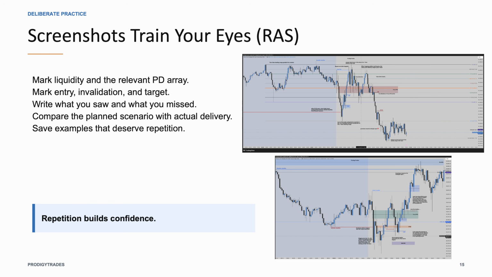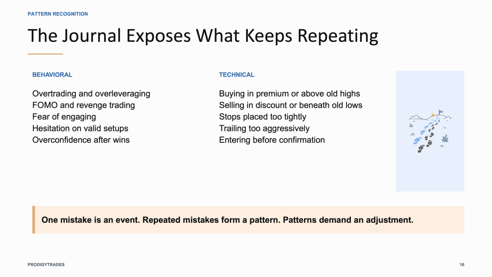So repetition is what builds confidence. Ultimately, this is the reason I journal, to identify repetition. Behaviorally, that might be overtrading, over-leveraging, FOMO, revenge trading, fear of engaging, or overconfidence after a win.